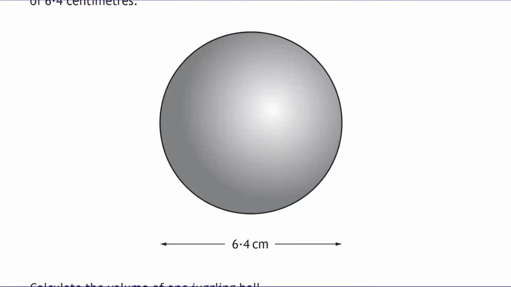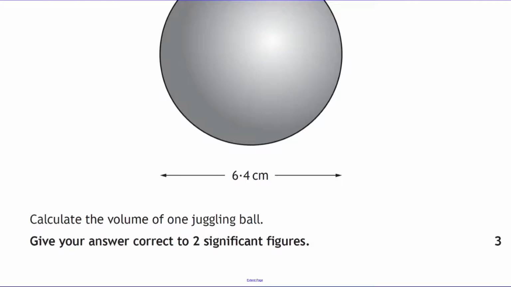6.4 centimeter diameter. Okay, let's scroll down. So we've got a big sphere there. Calculate the volume of the sphere, the juggling ball, to two significant figures. The volume of a sphere is given in the formula sheet, 4/3 pi r cubed. And we're just taking the correct value. So 4/3 times pi times the radius, which would be 3.2 cubed. So it's 4 divided by 3 times pi times 3.2 cubed. That should give you 137.258.